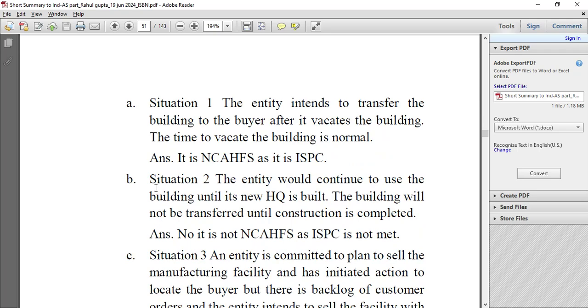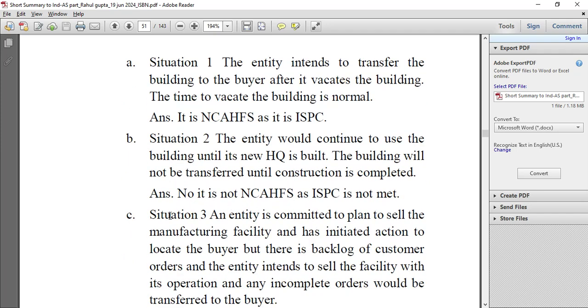Situation 2: the entity would continue to use the building until its new headquarters is built. The building will not be transferred until construction is completed. No, it is not NCA-HFS as ISPC is not met. Immediate sale in present condition is not met.